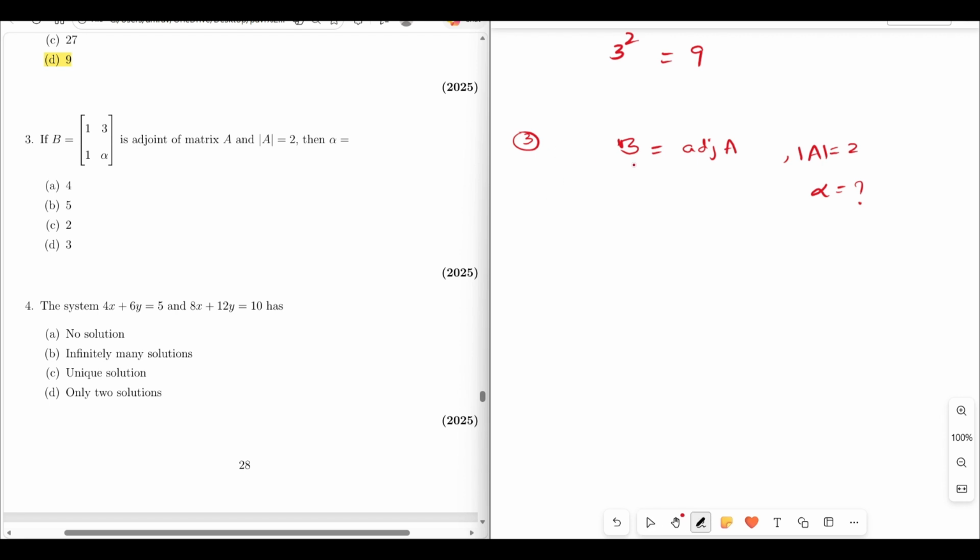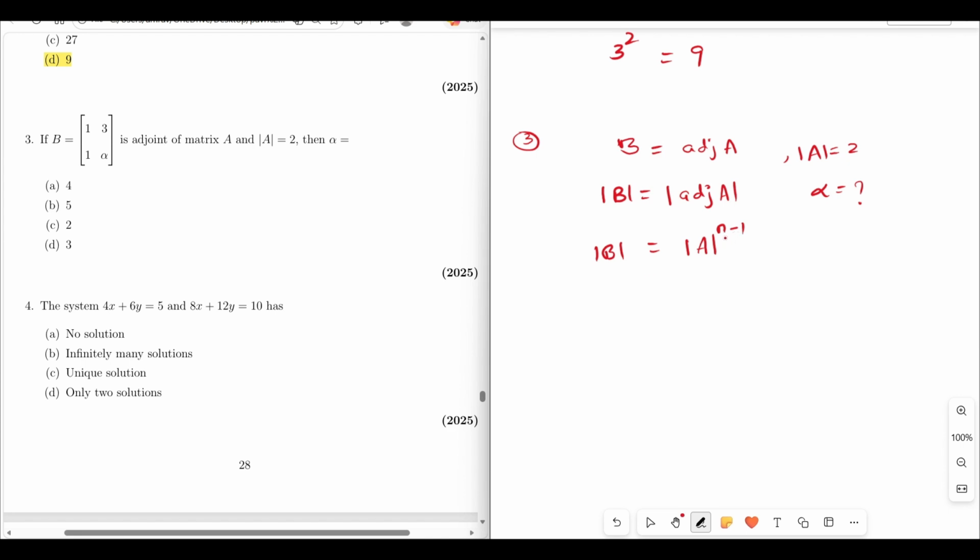Now they have told that B is equal to adjoint A. Let us consider the determinant of B is equal to determinant of adjoint A. So from the property we know that determinant of adjoint A is determinant of A power n minus 1. So that means determinant of B is equal to determinant of A power n minus 1.